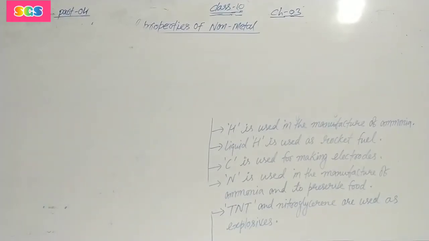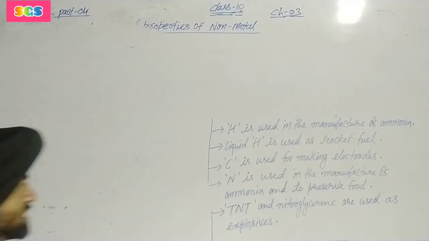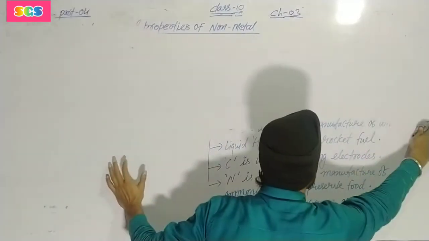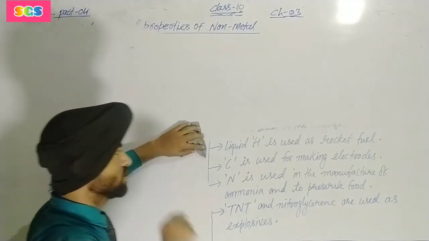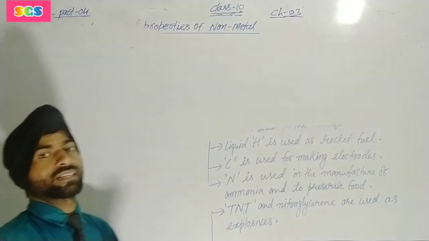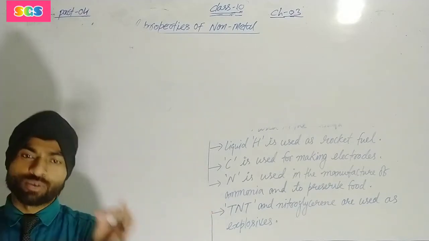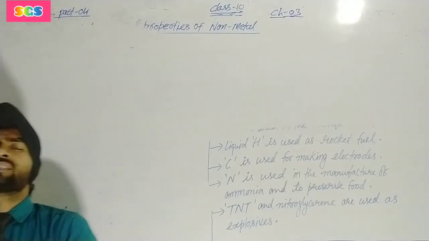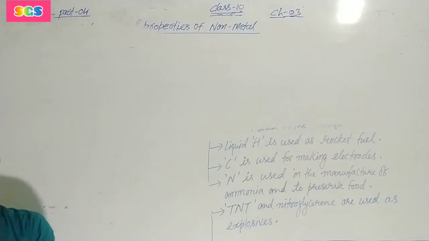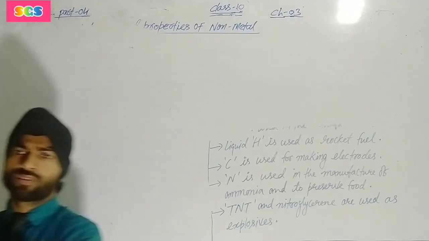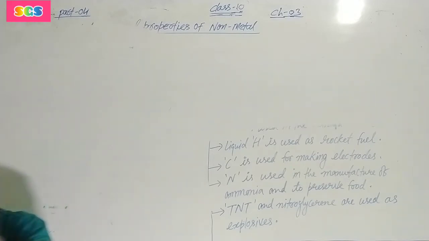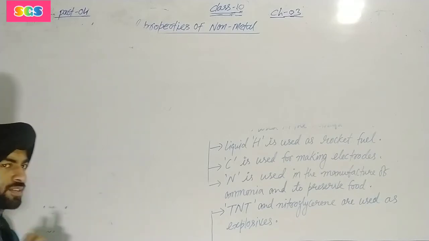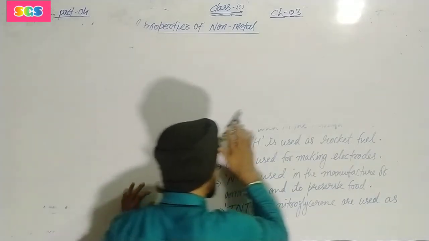Now, liquid hydrogen is used as a rocket fuel, meaning it is the fuel of a rocket, as we use petrol in a bike, or LPG in most automobiles. Several types of fuels are used for running vehicles like cars, bikes, planes and rockets. In rockets, the fuel used is liquid hydrogen. So liquid hydrogen is used as rocket fuel.